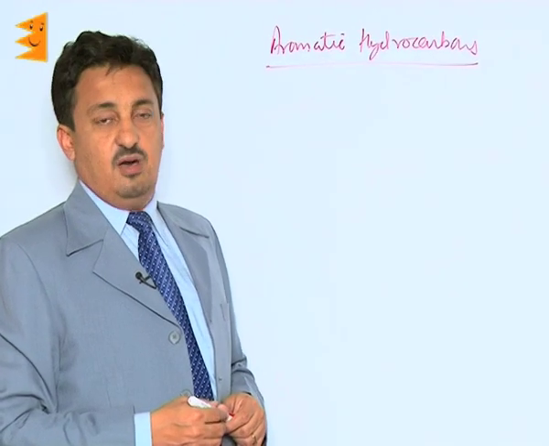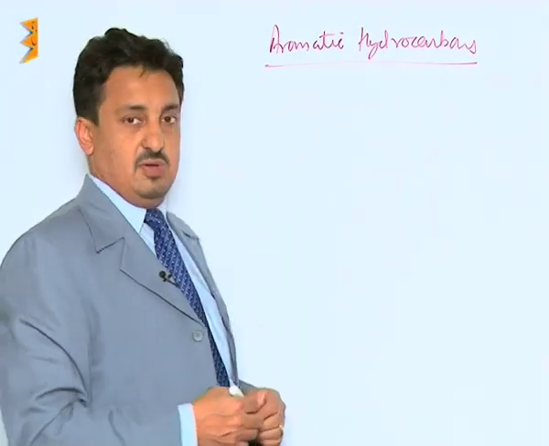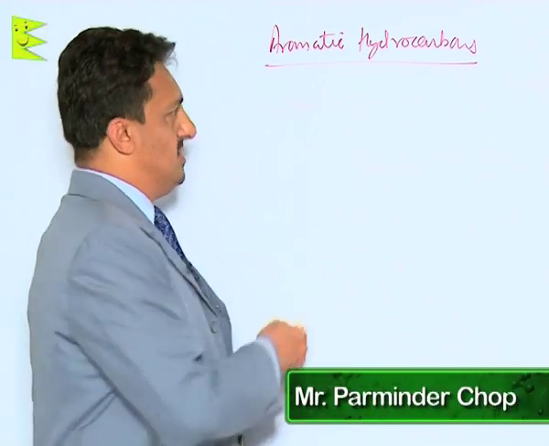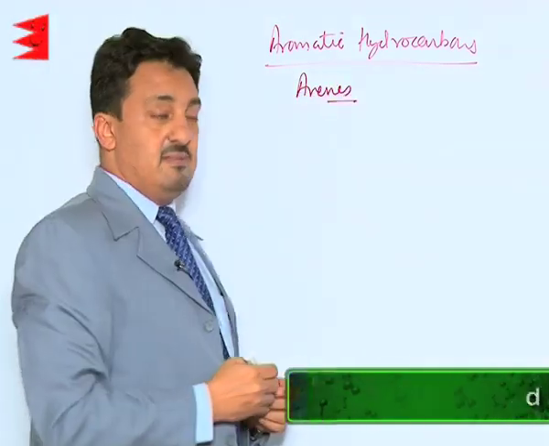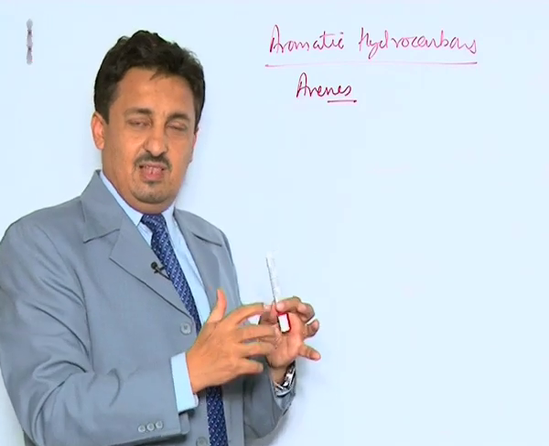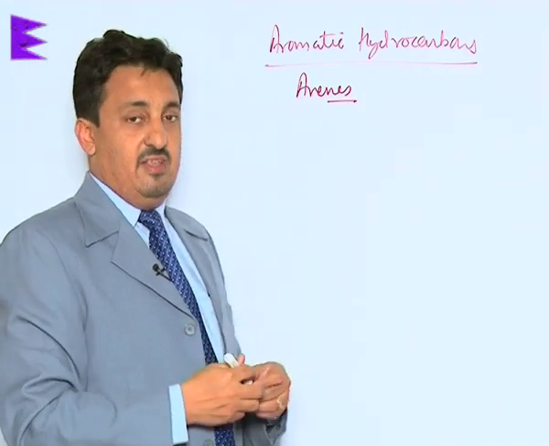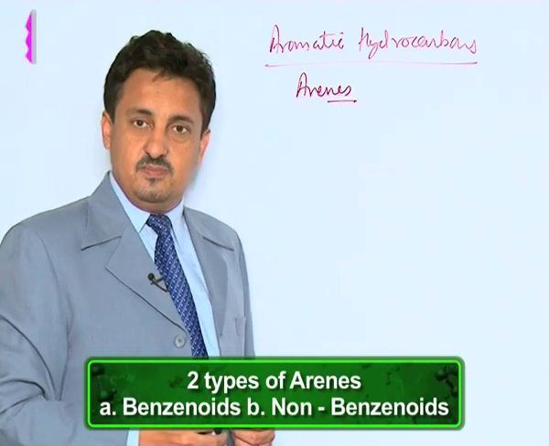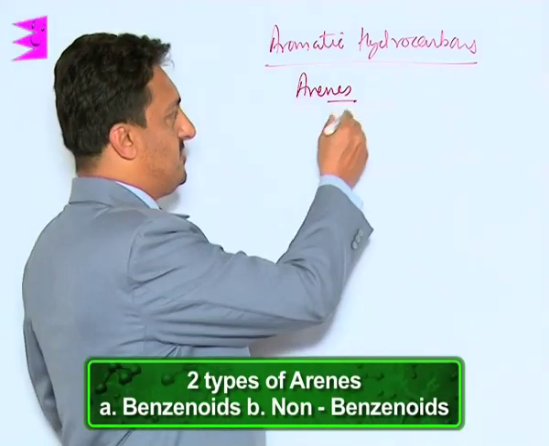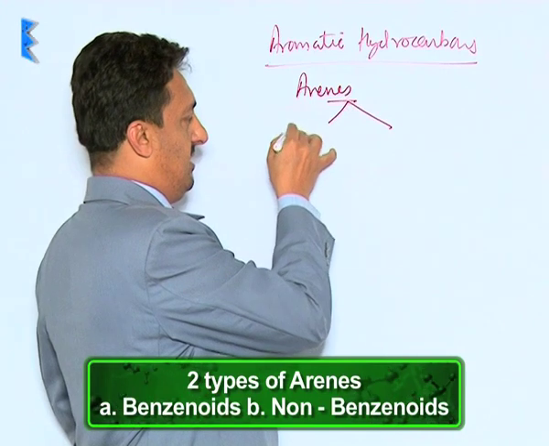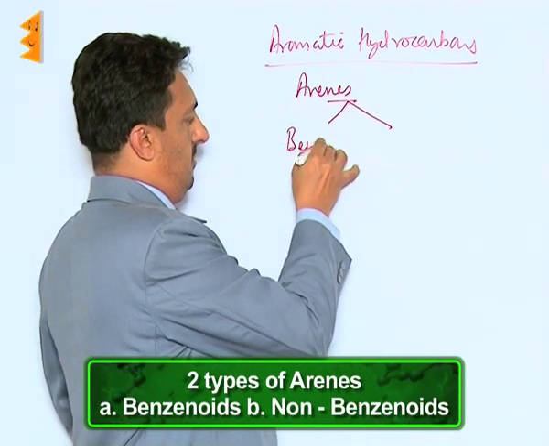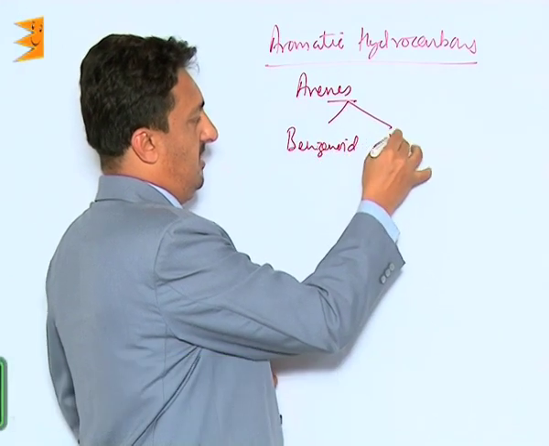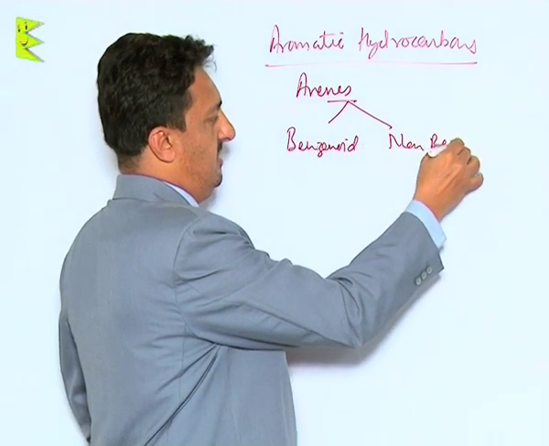The next category of hydrocarbons are aromatic hydrocarbons. They are also called arenes. The reason being they have a very specific smell, the aroma, that is why they are called aromatic or arenes. Now the arenes can be of two types: benzenoids and non-benzenoid.